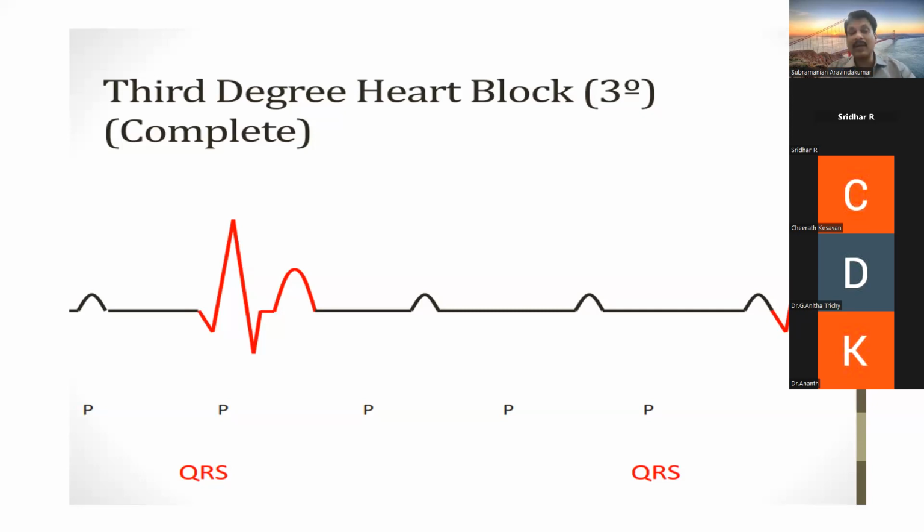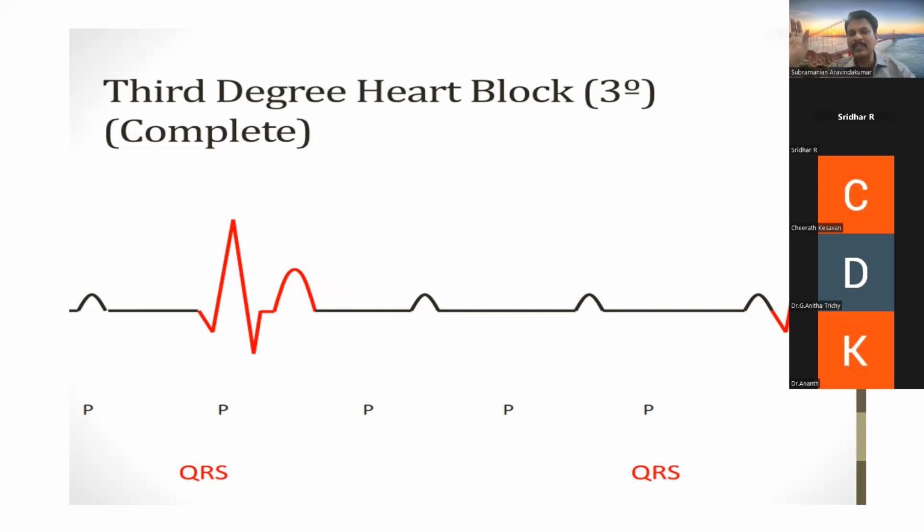The complete AV block is a picture like this, where the P wave is consistently beating at a higher rate, whereas the QRS complex is beating at a slower rate. So you will have a complete AV dissociation, which again is dangerous. You require a pacemaker. For type 2 second degree AV block and type 3 AV block, you require permanent pacemaker implantation.